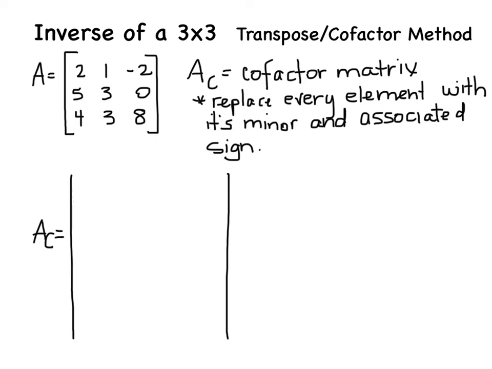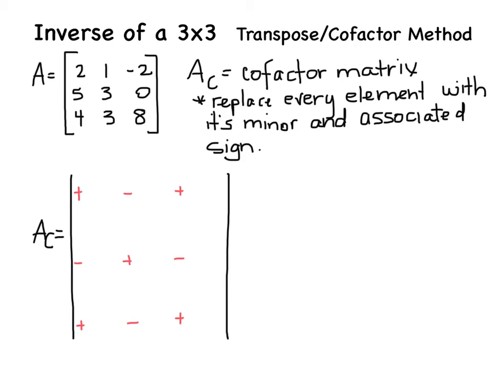So this position right here is the first row, first column. So I'm looking at this guy right here. And remember, everything has an associated sign, so I'm going to put them in real quick. Plus, minus, plus, minus, plus, minus, plus, minus, plus. And there, we're halfway done.